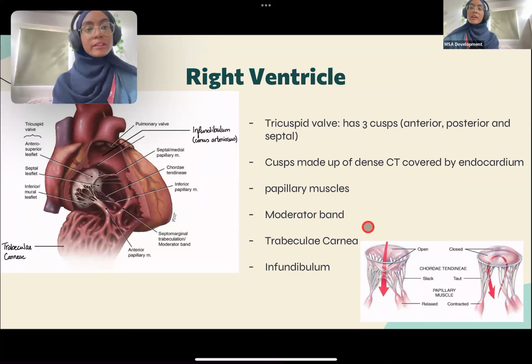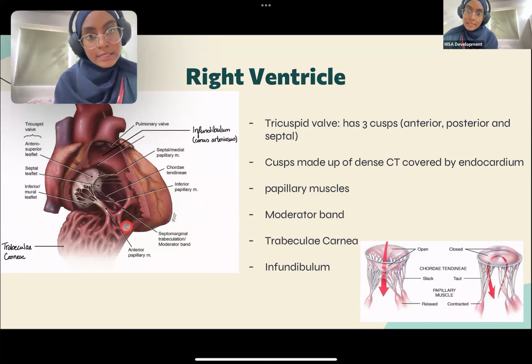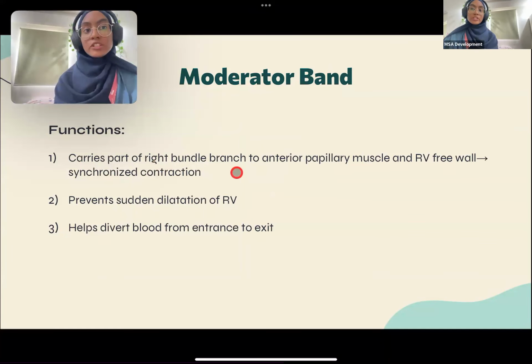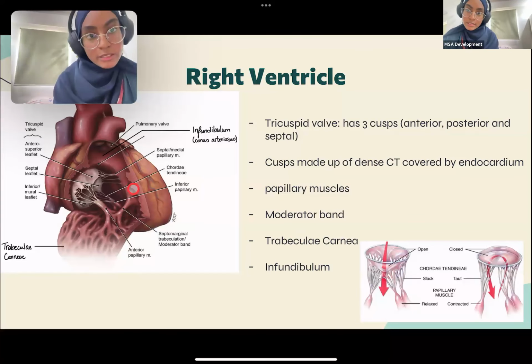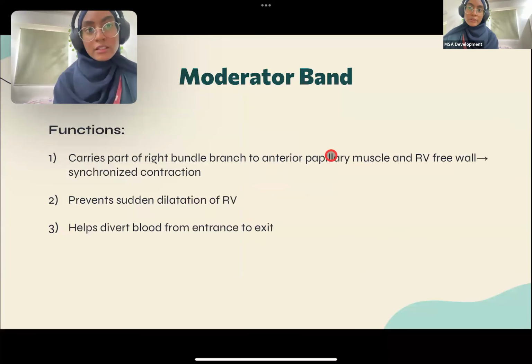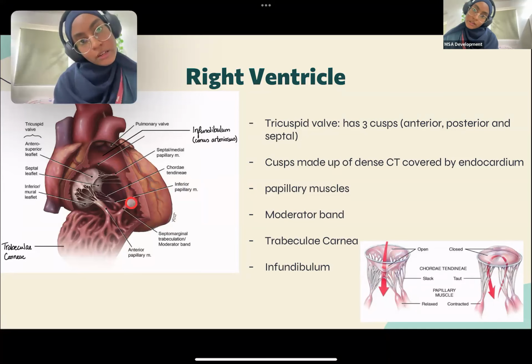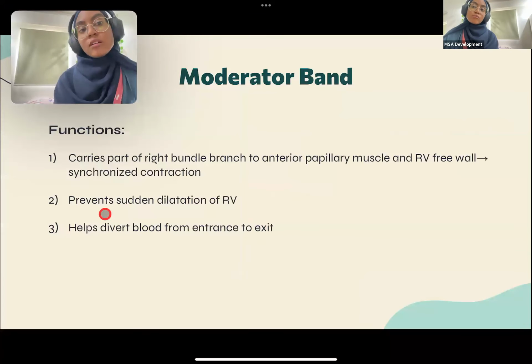What is a moderator band? It's this one. So what is the function of the moderator band? It carries part of the right bundle branch to the anterior papillary muscle, as you can see. We're going to talk later about the right bundle branch, but it's basically here. So it carries it from this part into the anterior papillary muscle, which is this one. And why does it do this?